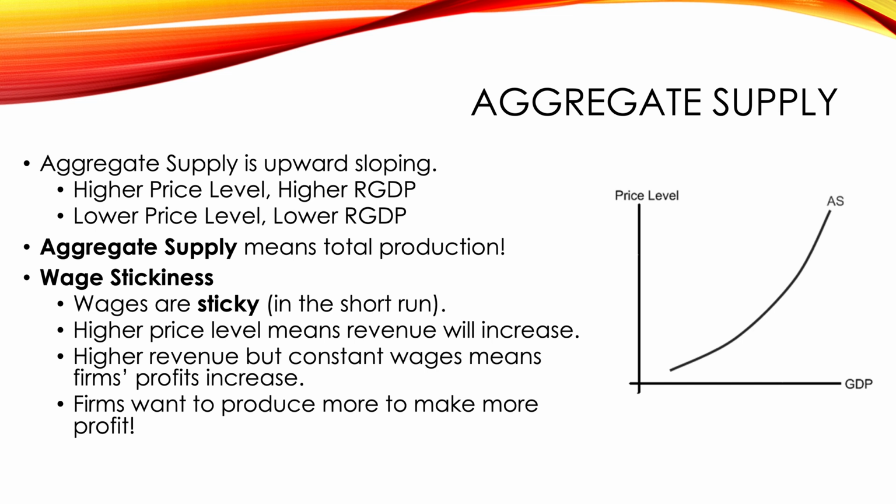Now, of course, firms have more costs than just wages, right? But for the vast majority of firms, wages are the primary thing that they have to spend money on. Yes, they're buying capital. Yes, they're buying land.